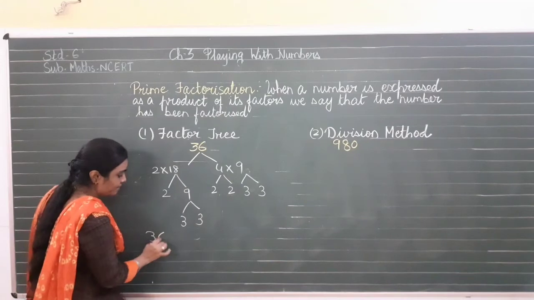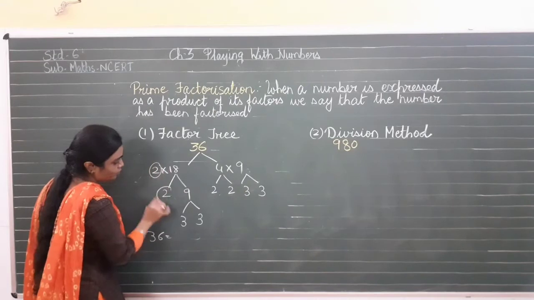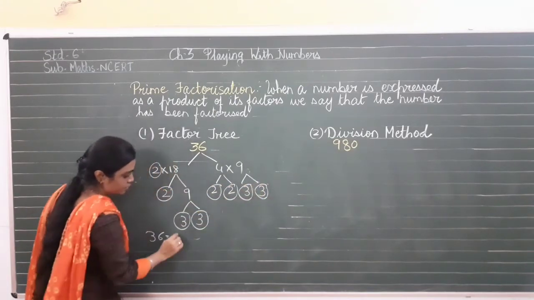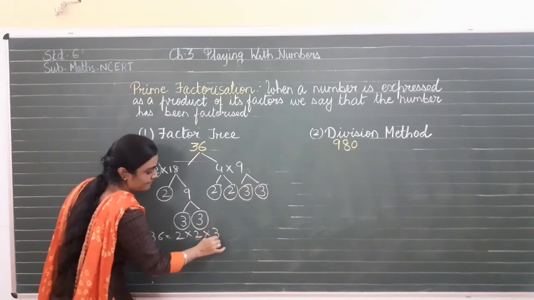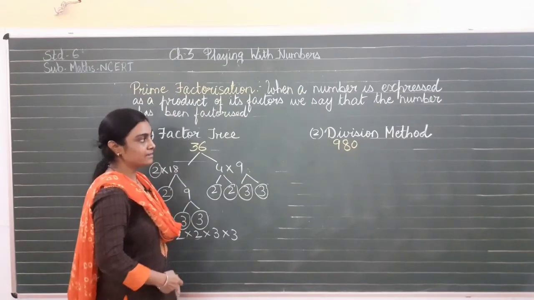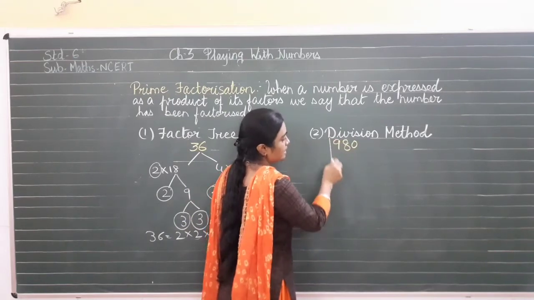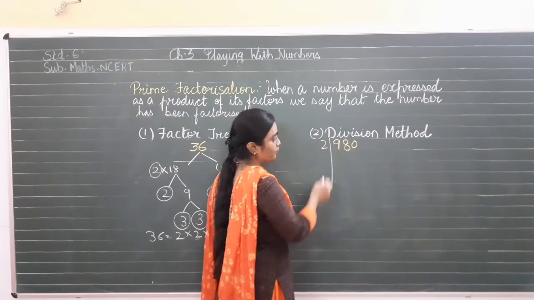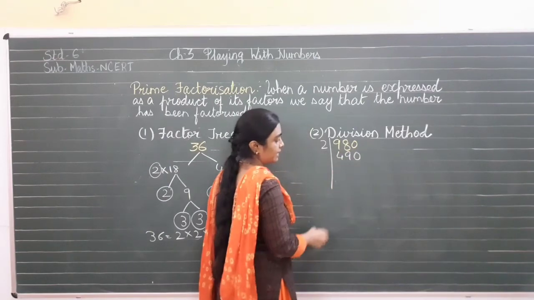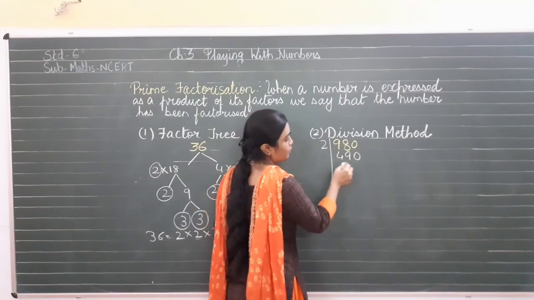So we can say 36 can be expressed as this product in the form of 2, 2, 3 and 3. Here also the same numbers. So 2 multiplied by 2 multiplied by 3 multiplied by 3. Now the second method is the division method. Now a number is given, 980. We have to divide the number continuously. So we will start with 2. 980 divided by 2 will be 490. Now 490 is again divisible by 2 as the digit is 0 at the last place.